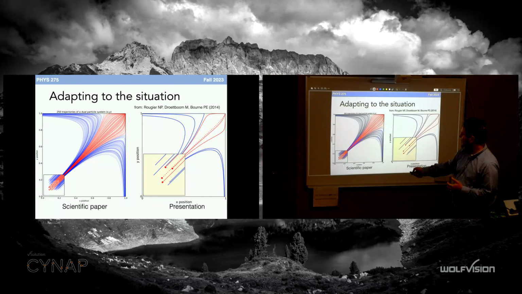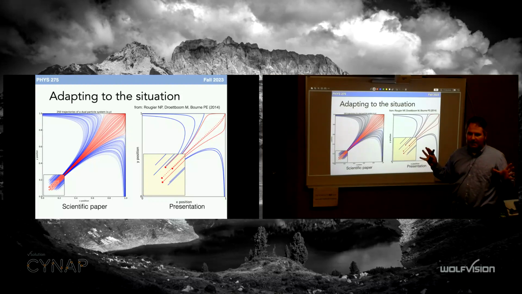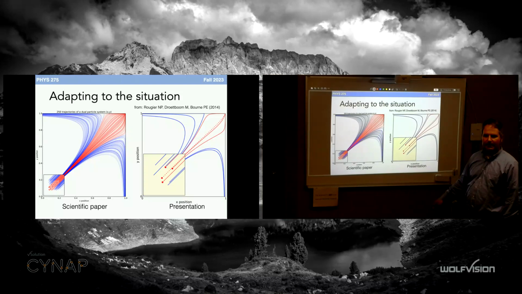For example, I have a scientific paper here where I'm showing the 250 trajectories of a dual particle system. It's like, here's the X position, here's the Y position, and where do they end up? Do they actually stay bound, or do they get removed, get out of each other's way? So this is fine. I'm showing my entire ensemble, all my simulations combined. If I put this on a poster, it's just overloaded. There are way too many of these.